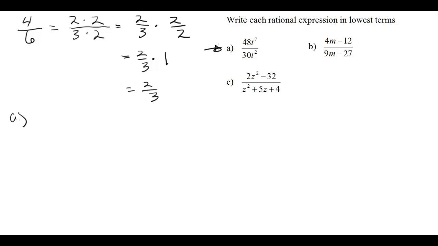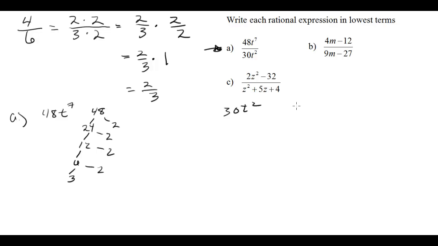Here's A. So what do we have? We have 48 t to the 7th. That's our numerator. And our denominator is 30 t squared. So let's factor them completely. All right, 48, I can do a prime factor tree. It is divisible by the lowest prime, which is 2. 2 goes into 48 24 times. Can do this again, and again, and again, and now we have all primes.